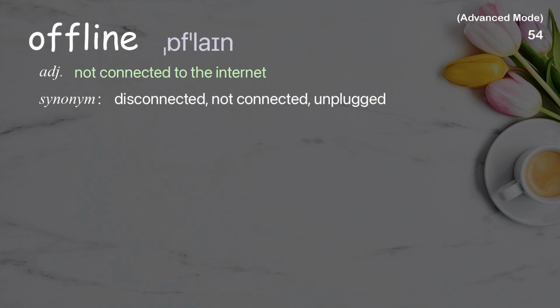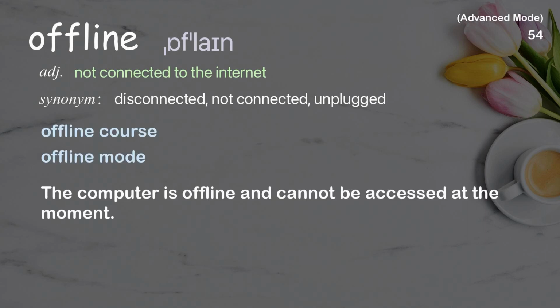Offline. Not connected to the internet. Examples: offline course, offline mode. The computer is offline and cannot be accessed at the moment.